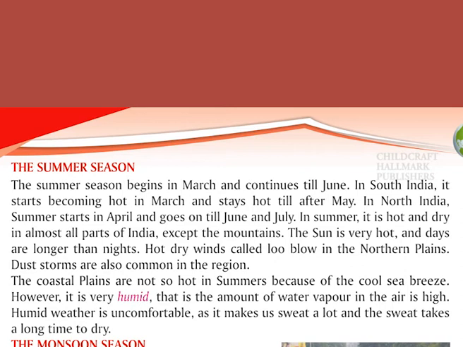The summer season. The summer season begins in March and continues till June. In South India, it starts becoming hot in March and stays hot till after May. In North India, summer starts in April and goes on till June and July. In summer, it is hot and dry in almost all parts of India, except the mountains. The sun is very hot and days are longer than nights. Hot dry winds called Loo blow in the northern plains. Dust storms are also common in the region.